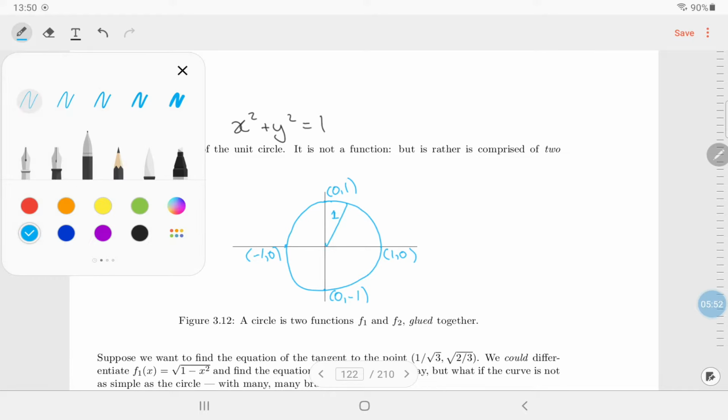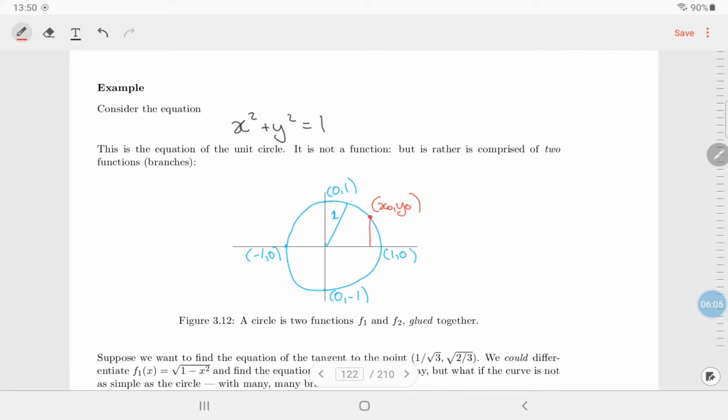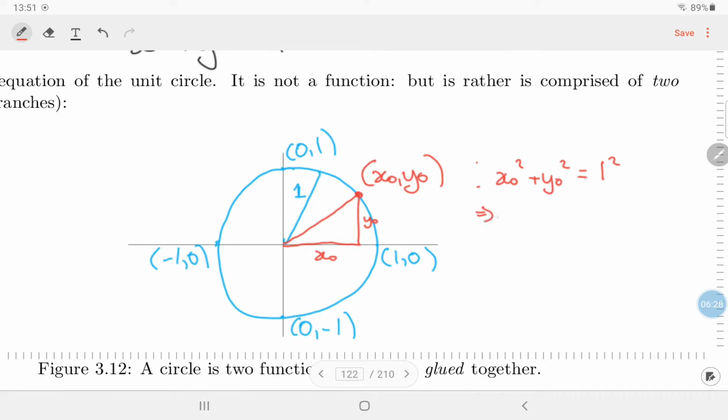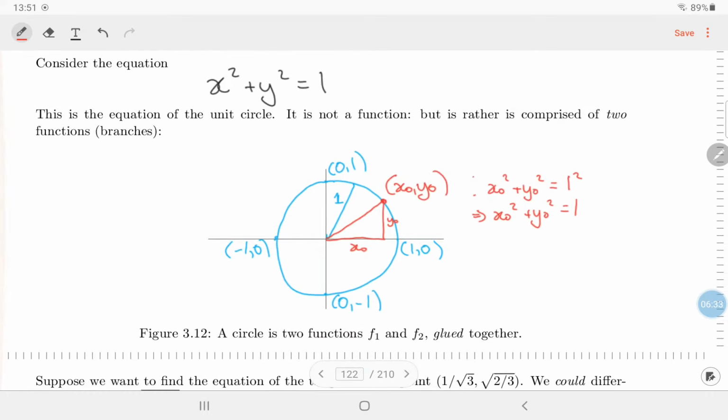So if I take a point here, let's call it x0, y0, you can form a little Pythagoras situation, and you will get that, what are we going to get? Well, the sum of the squares of the sides. So this side will be x0, this will be y0, so you get x0 squared plus y0 squared is equal to 1 squared. In other words, x0 squared plus y0 squared is equal to 1. So what you have is that every point on the circle satisfies the equation.